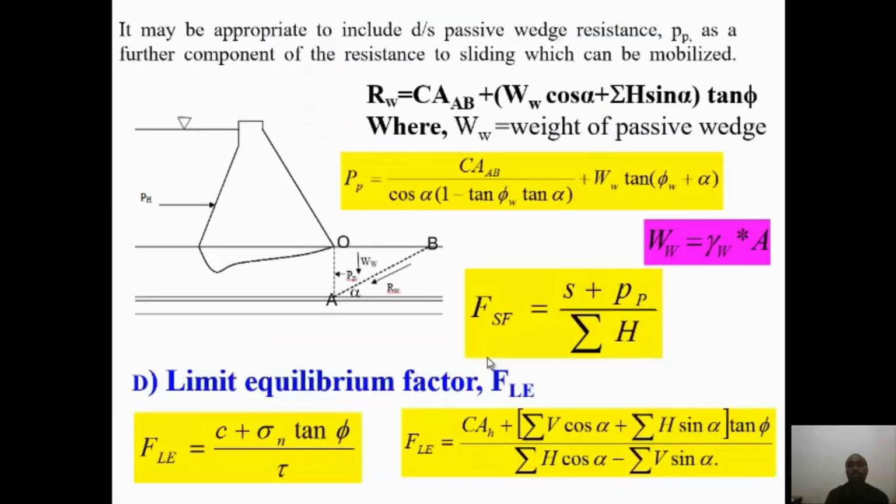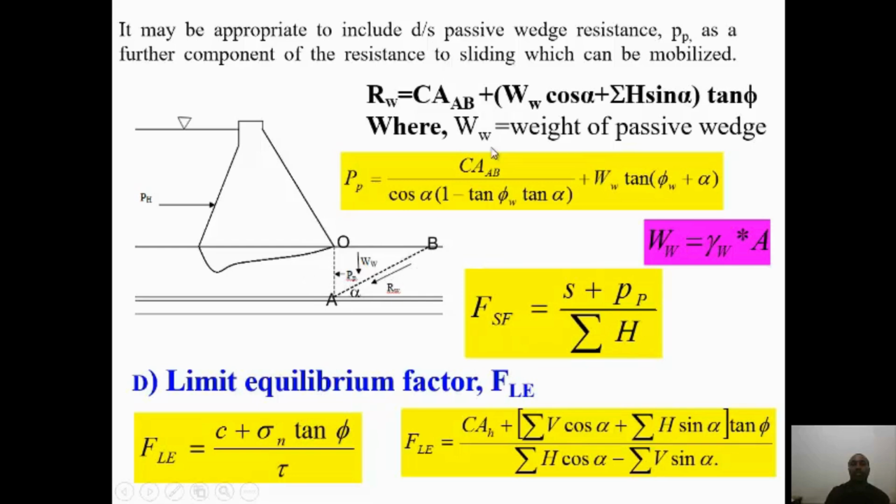So sometimes you may include downstream passive wedge resistance, which is a further component of resistance to sliding that can be mobilized. So this is downstream wedge resistance sometimes. So you have this dam. This dam may slide under shear, but there is a resistance, which is PP.